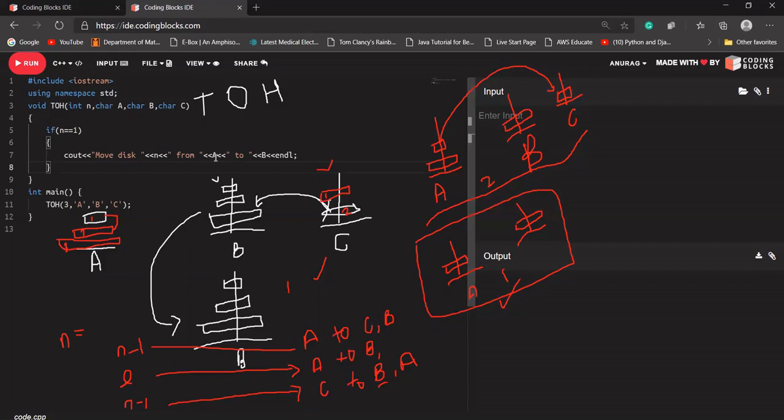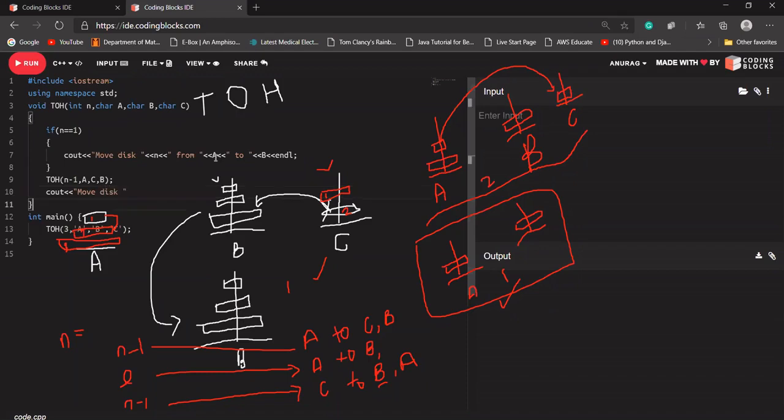And if n is greater than 1, first you move all the disks, that is n minus 1, from A to C. I'm asking to transfer n minus 1 disks from A to C with the help of B. Once it has transferred all the n minus 1 disks from A to C, I'll be left with only one disk, that is disk n.